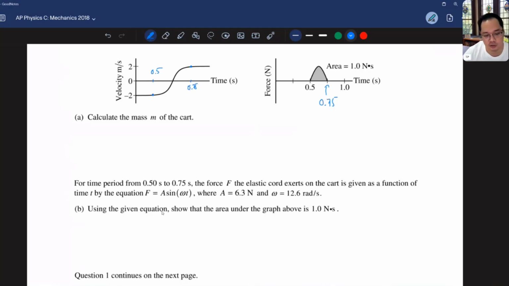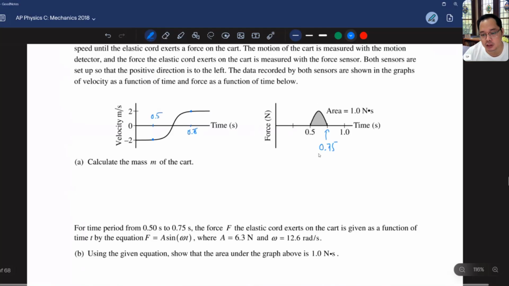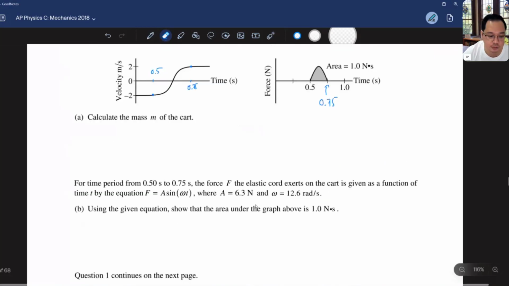Using the given information, show that the area under the graph above is 1 newton second. To show that the area is 1 newton second, we don't know the peak, and it is a part of a sinusoidal graph. A sine graph is not a triangle, it's not a parabola, okay? So how do we prove that area, okay, with the given information?